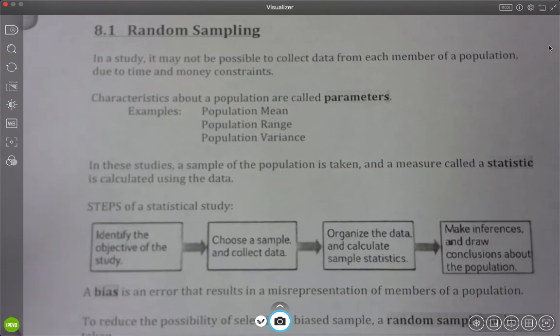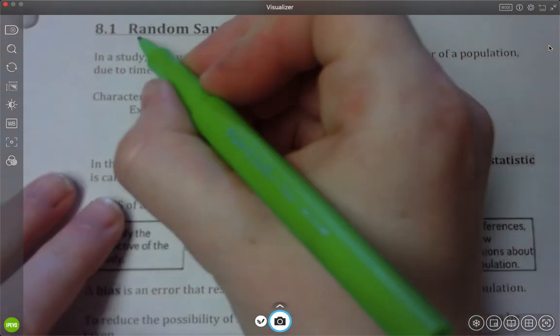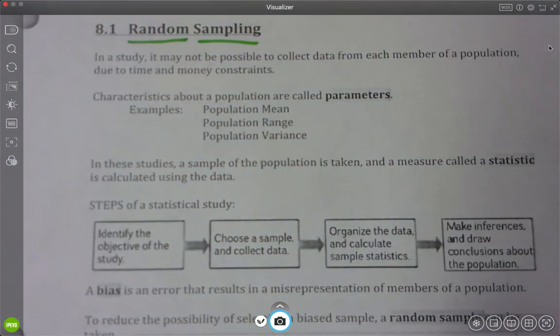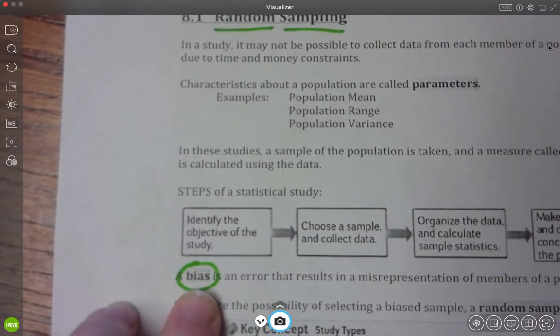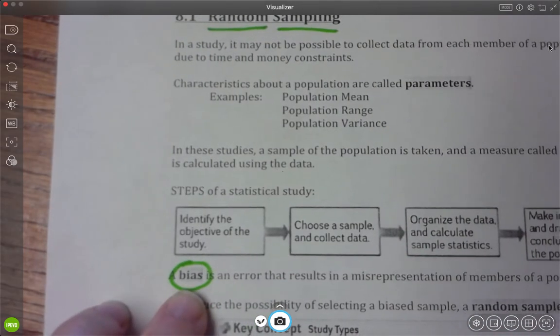Okay, so they're going to start talking about statistical studies and how they're basically set up, and you want to make sure that certain things are in place for a statistical study. So they first talk about random sampling, and I want to make sure that my sample is as random as possible to help eliminate any bias. Okay, that's one of the vocabulary words that's in here.